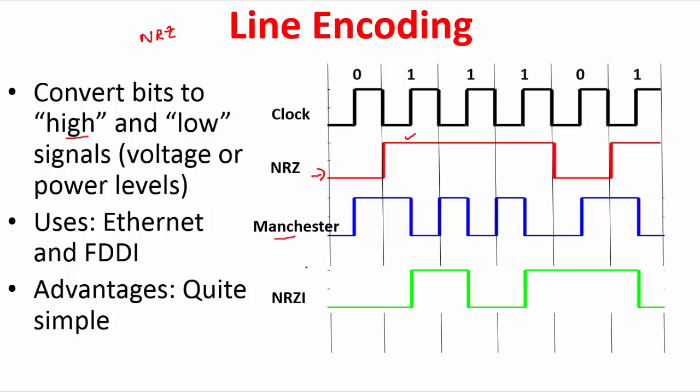So here are two other such line encodings. One goes by the name of Manchester, another by the name NRZI. We will see more of this in detail later. Even here, as you can see, you are making transitions from low to high voltage levels. So the signal waveform has these low voltage levels and high voltage levels. Line encoding is used in Ethernet and fiber optics. As you can see, these waveforms are very easy to generate. This is a big advantage of line encoding.